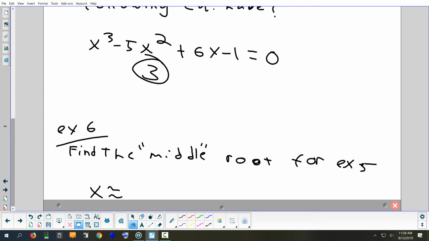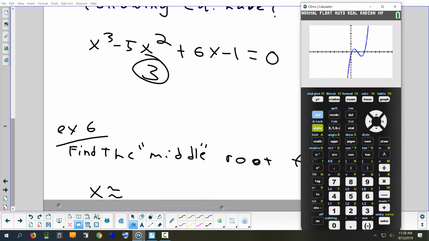Is there any question on how you would find, if they said find the one in the middle, how to do it? You just do the 0 thing? Yep, you just do the second calc 0. We've done it a couple of times. So I'll skip that. But the middle one would be that one right there.